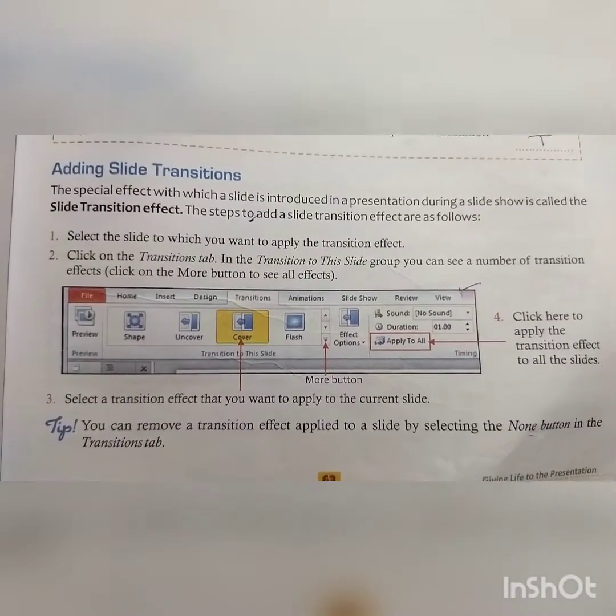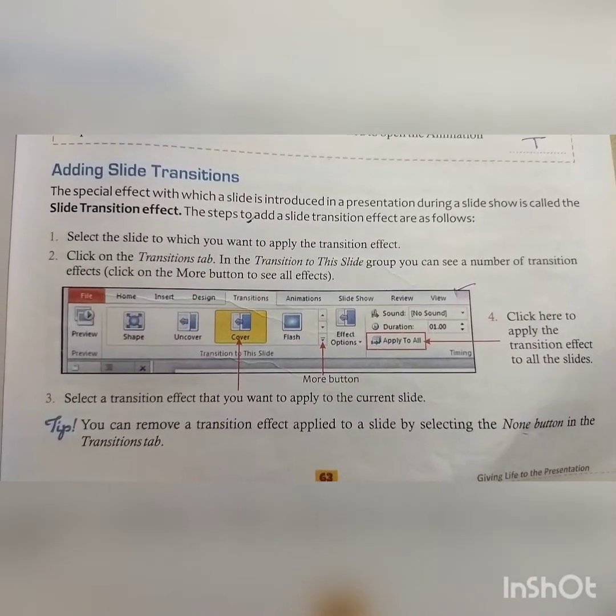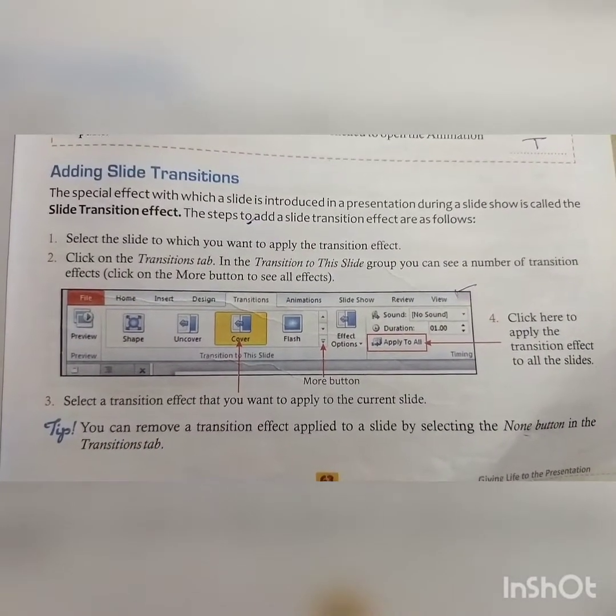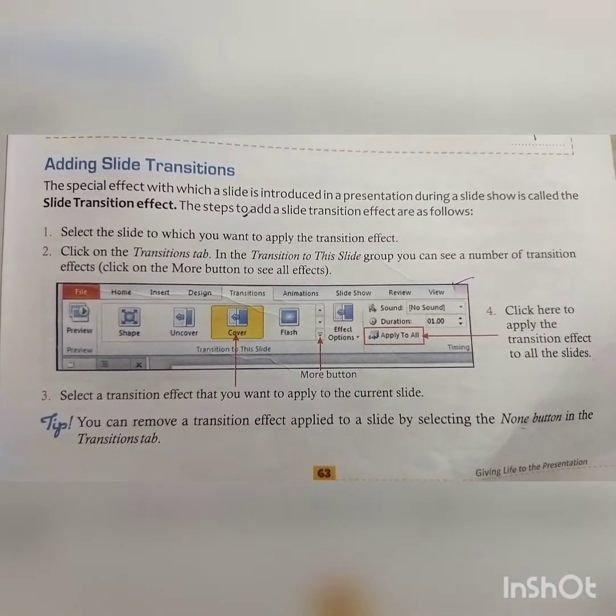In this step, students, you can remove a transition effect applied to a slide by selecting the None button in the Transitions tab. Okay, so this is adding a slide transition effect.